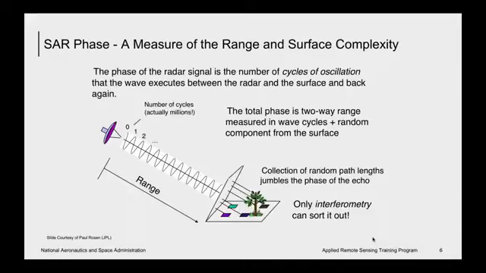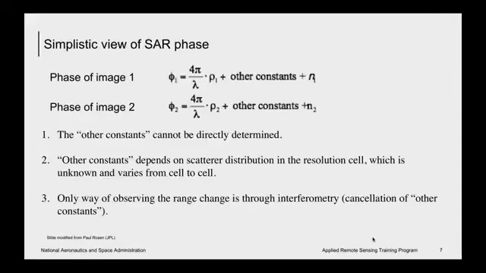The total phase is actually a huge number of millions of cycles, because there's millions and millions of 6 centimeters between the radar antenna and the ground. But what we want to actually measure is the difference in phase between two different images. And interferometry is just a more quantitative way to say that we're going to take the difference between the phase of two radar images.